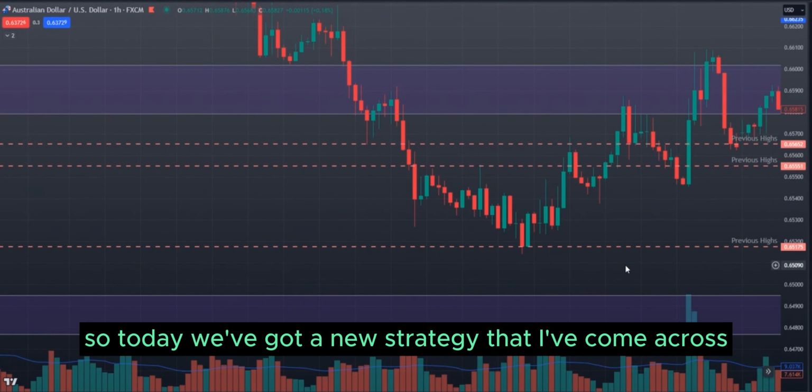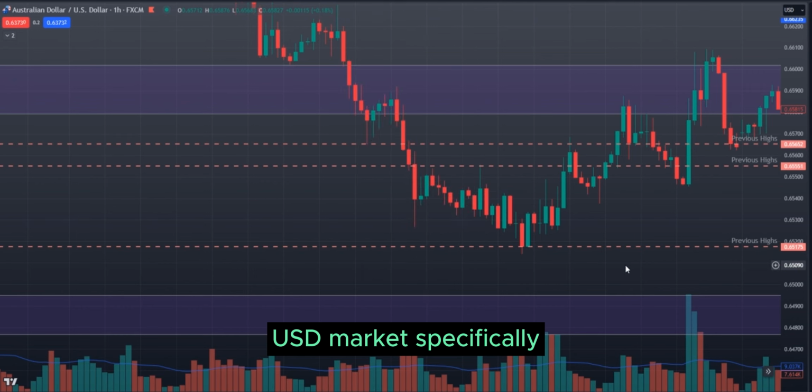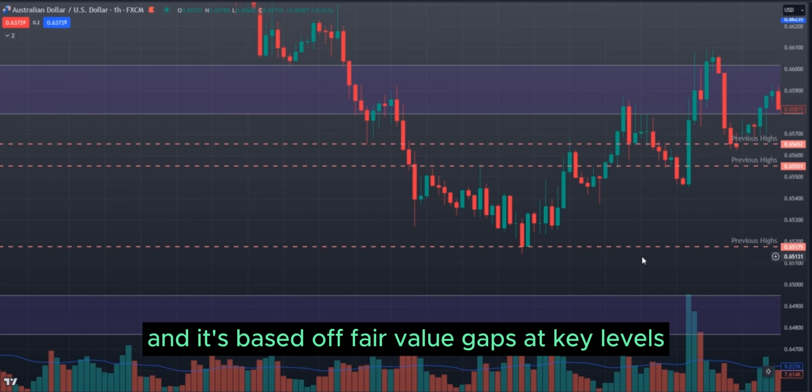Good morning, traders. Today we've got a new strategy that I've come across that is making me consistent profits in the AUD USD market specifically. We're going to go over it, and it's based off fair value gaps at key levels.